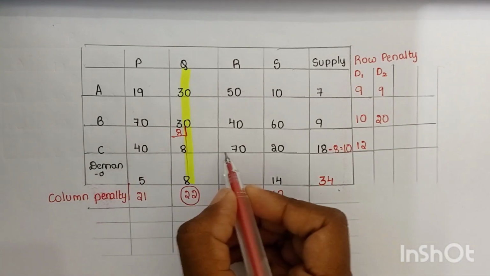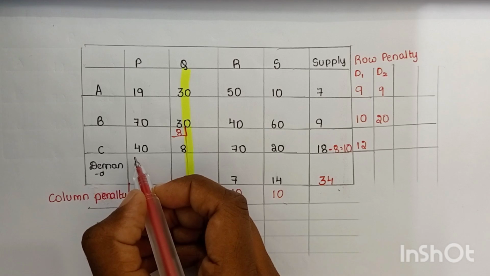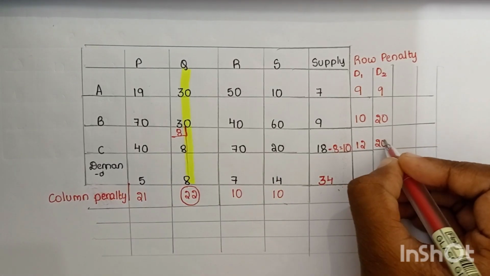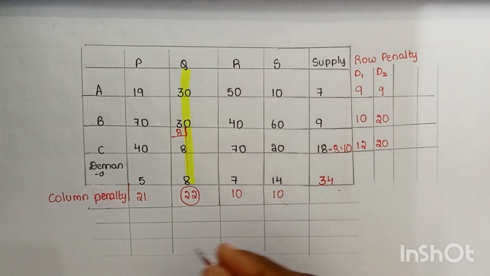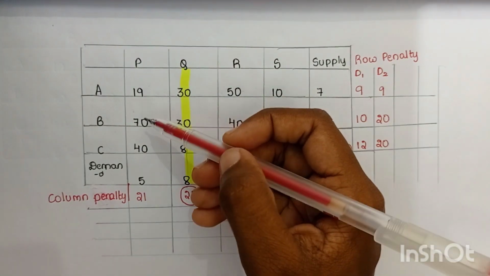In the third row, the first least value is 20 and the second least value is 40. So 40 minus 20 is 20. So this is all about row penalty. Next, let's come to the column penalty. So we have to identify the differences in the column.